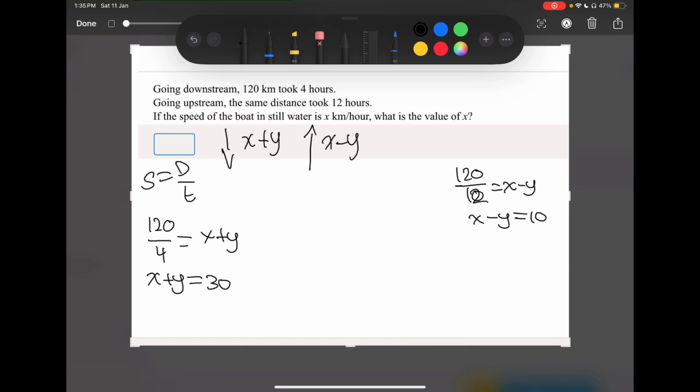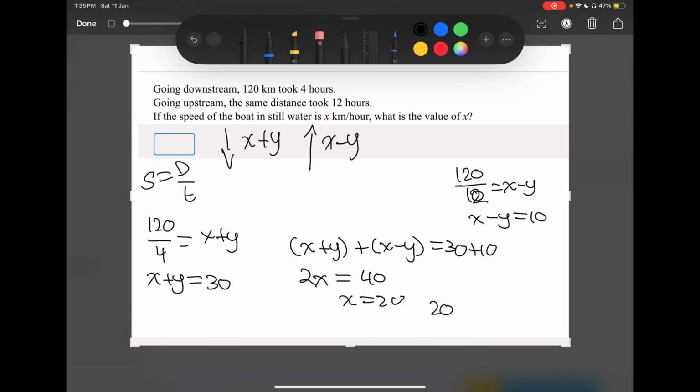Now we're gonna solve for x and y, so we're gonna add both equations. So x plus y plus x minus y equals 30 plus 10. So x plus x is 2x, y minus y cancels out. 30 plus 10 is 40, so 2x equals 40. x equals 20. That is it, so 20 kilometers per hour.